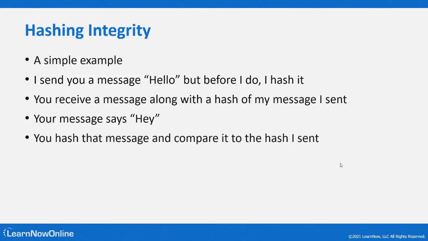When you hash that message, so you convert hey to a hash and compare it to the hash that I sent with hello, those two hashes are going to be different. Because they're not equal, you know that the message was modified in transit. This is called a digital signature, and most modern email platforms have this. You can search online for digital signatures to see how you can enable it on your email client if it's supported and learn more about it.